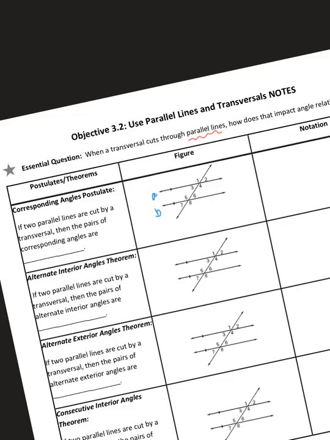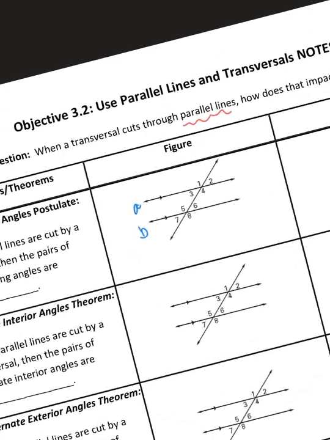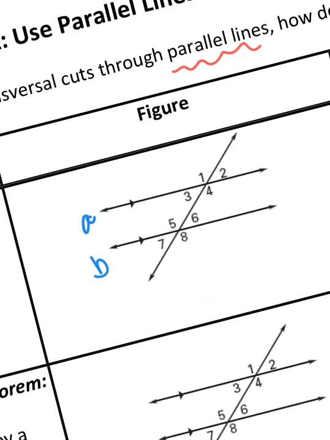The first relationship we're going to look at is corresponding angles. Angle 1 corresponds to angle 5, and we know that our two lines are parallel when they are cut by this transversal, which we'll call M, or we could call it T for transversal. If line A is parallel to line B and they are cut by a transversal line M, then angle 1 and angle 5 are corresponding angles, but more specifically, they're also congruent.